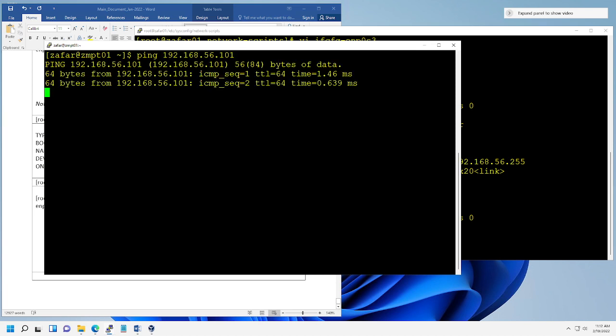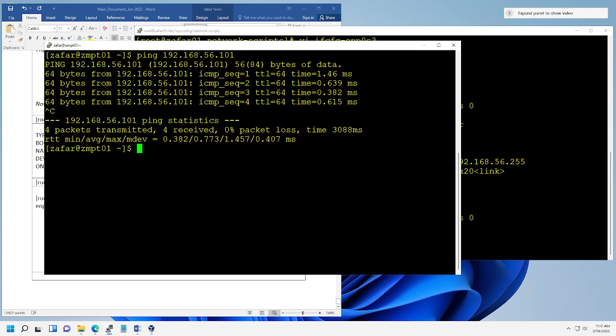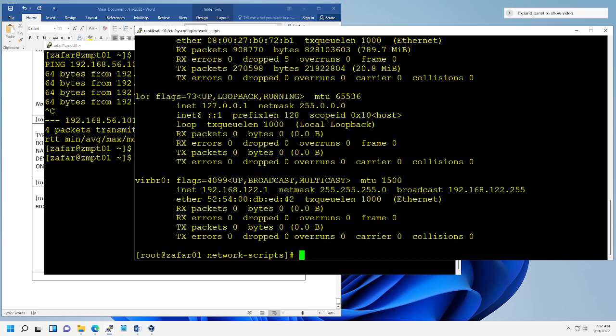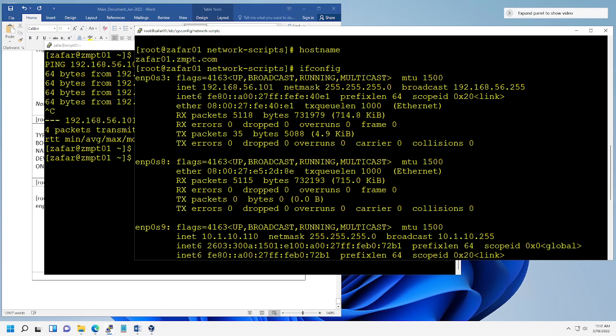See, it's working from the master server, and I could even SSH into it. SSH, and then, okay, remember earlier the IP address I used is this one here, right? 10.1.10.110, which is already being used by a different adapter. It's being used by this adapter here. Now we're going to connect using this adapter.